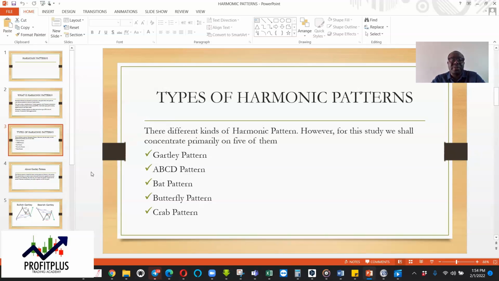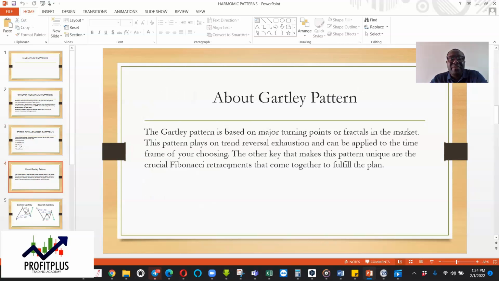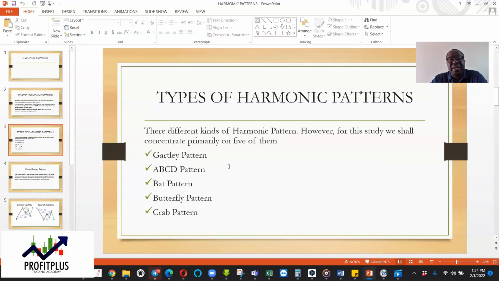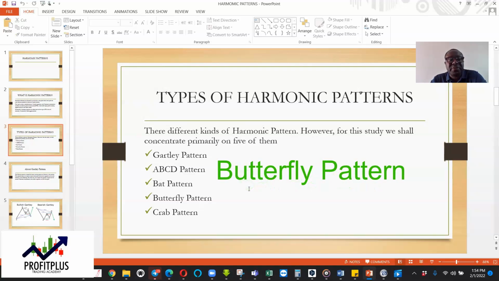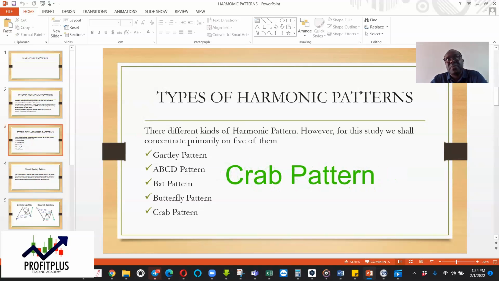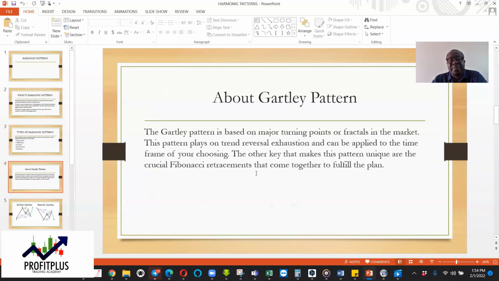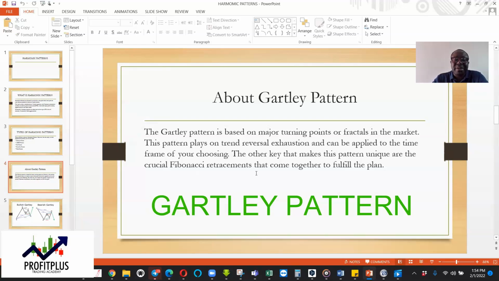We'll be looking at the various types of these harmonic patterns. I've identified some of them here. We may have many other types, but we're looking at just these 5 types. So we have the Gartley, the ABCD pattern, the bat pattern, the butterfly pattern, and the crab pattern. Of course, we have the Cypher and different other patterns, but knowledge of these 5 will help you improve on your trading skill.